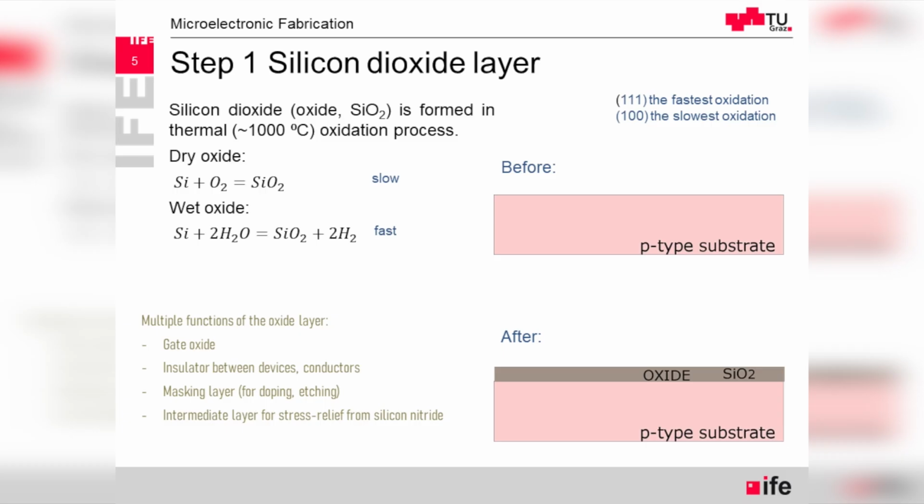Other functions include insulation between devices. Thanks to the fact that we can easily form the oxide layer, we can separate devices electrically. It can be used as a masking layer, which you will see at most process steps that we're going to see here. The silicon dioxide has its role.